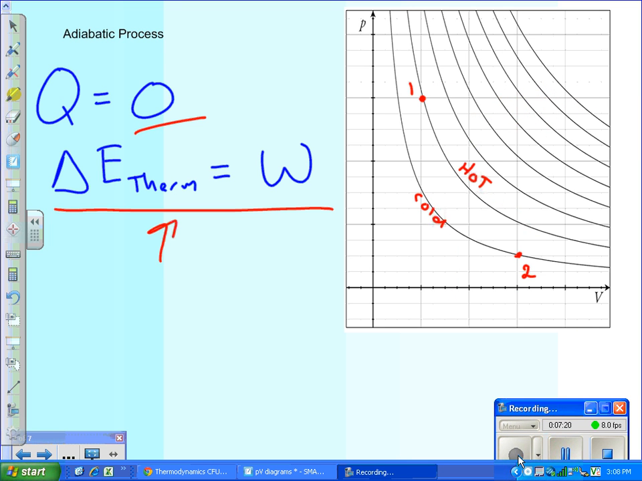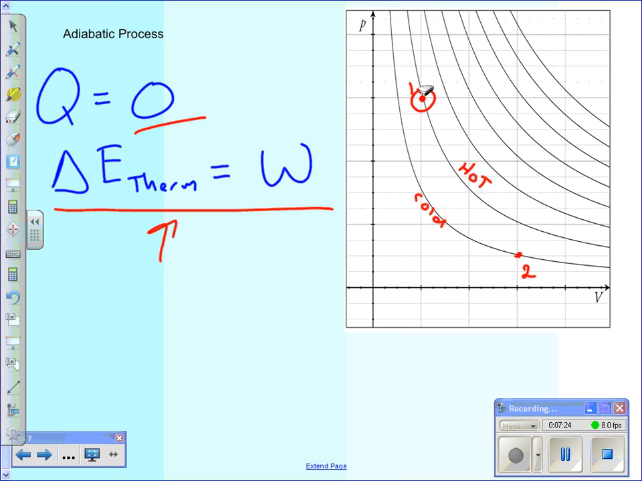So adiabatic expansion should show us the opposite. So here we're going to go from state 1 at this volume to state 2 at this volume. So the volume's increasing. We know when air or gas is allowed to adiabatically expand, it should cool down. So we're going to see an adiabatic path go in this direction. So that would represent cooling.